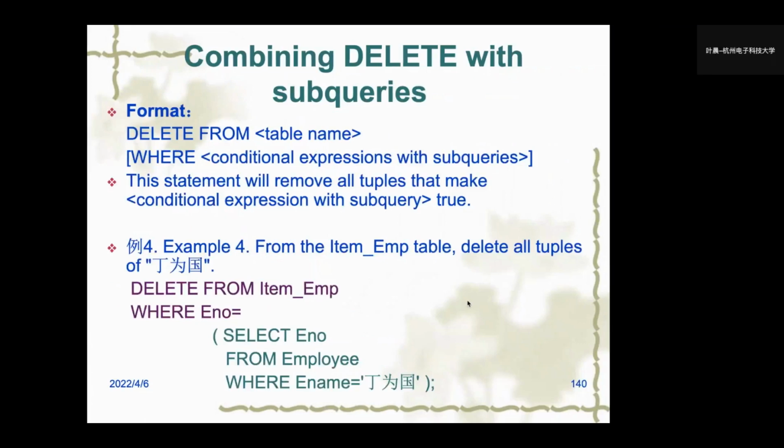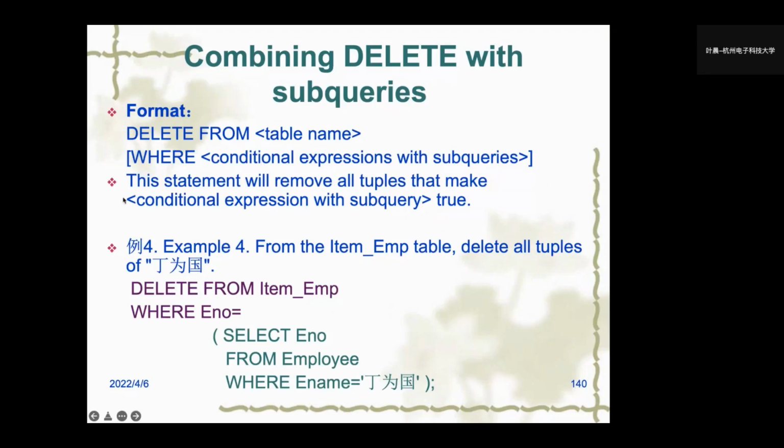So finally, let's see how to combine delete with the subqueries. The format is delete from, and here we write the table name, which is the same as in the previous classes we have learned. And if you want to select some tuples from the query result of the subqueries, you can write a where clause where we can write conditional expressions with subqueries. So this statement will remove all the tuples that make the conditional expression with the subquery true.